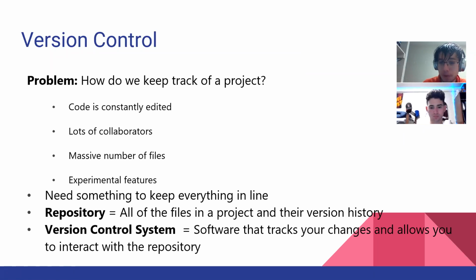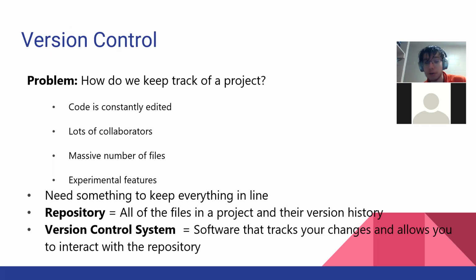One of them is a repository. The repository is just a place where all the files in a project are stored, and it also keeps track of their version history. The version control system is the software that tracks the changes and allows you to interact with the repository. So repository: all the files in a project. Version control system: software that tracks changes and interacts with the repository. That might be kind of confusing now, but we'll get to understand it soon.